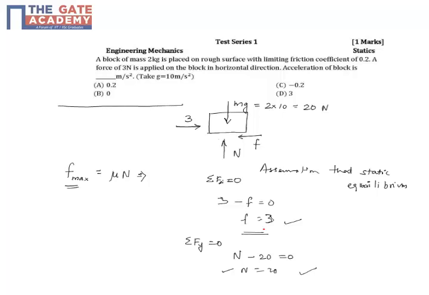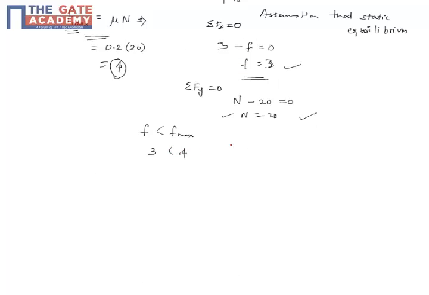In the x direction, assuming static equilibrium, the actual friction force required is 3 Newtons. The maximum static friction, also called the limiting friction, is mu into N, and mu is 0.2, N is 20, so that is 4 Newtons. The maximum that the friction can go between the surface and the block is 4 Newtons, beyond which there will be slipping or sliding. In this case F actual is less than F max, because 3 is less than 4. That means our assumption is correct, and the block is in static equilibrium.